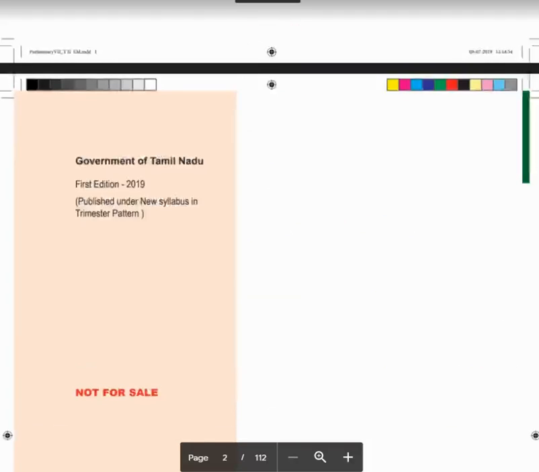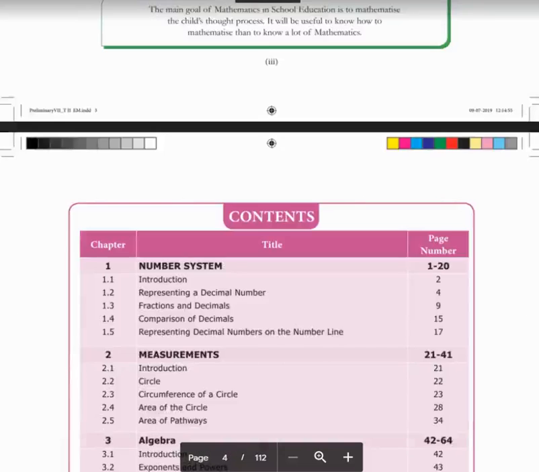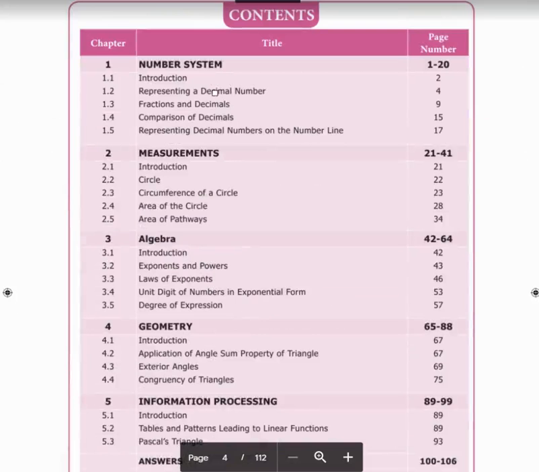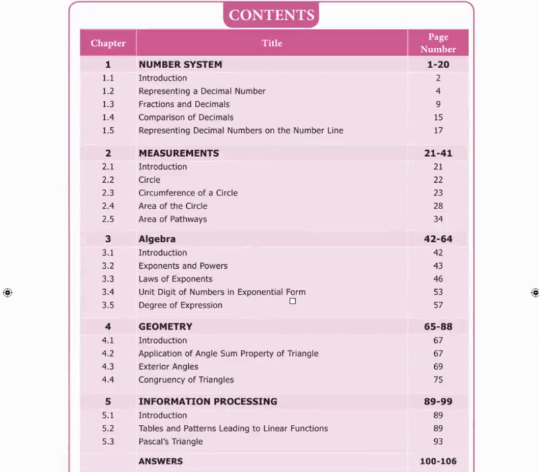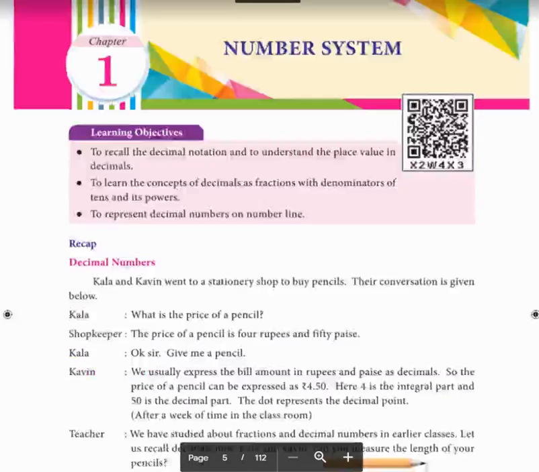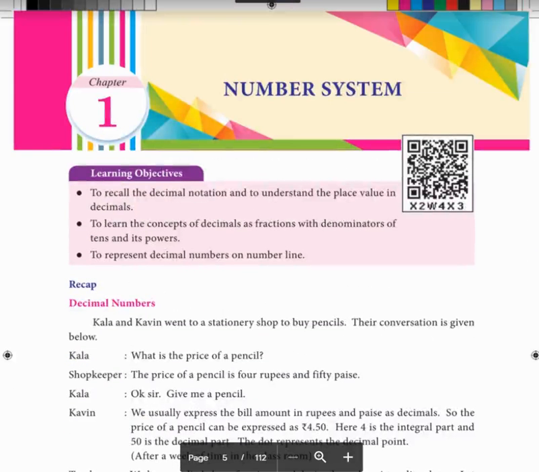In the second term, like the first term, we have five chapters: number system, measurement, algebra, geometry, and information processing, right? Of these five chapters, today I am going to start with number system. In number system, we are going to learn decimal numbers, decimal notation and the place value of decimals, and the concept of decimals as fractions with denominators of tens and its powers. And then we are going to learn to represent decimal numbers on a number line, right?